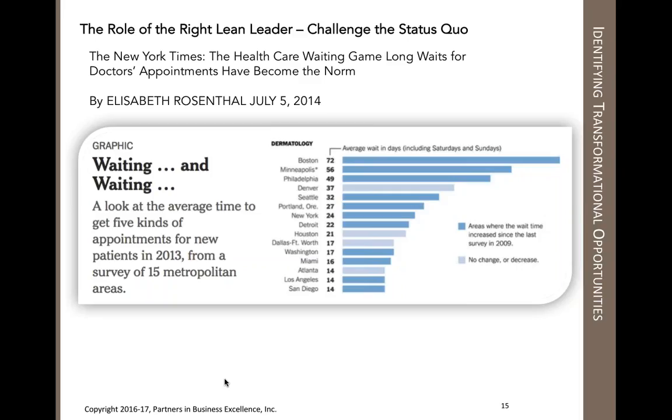It talks about the average wait time in days to see a provider. 72 days to see a dermatologist in Boston. 56 days in Minneapolis, 49 in Philadelphia. Is there opportunity there for improvement? Of course there is, but it isn't an easy one to solve. But it really is an important one to consider as part of the transformational opportunity facing healthcare.